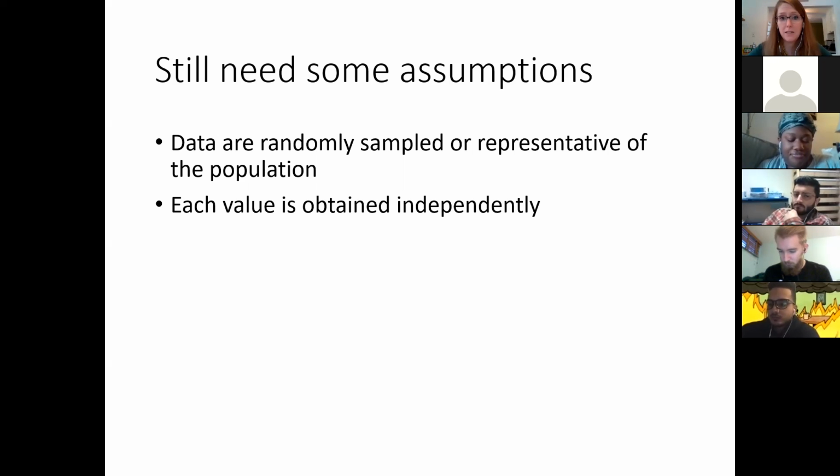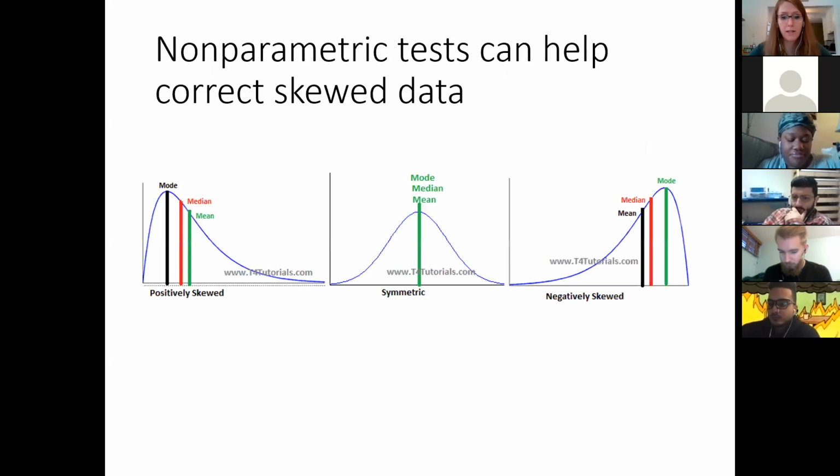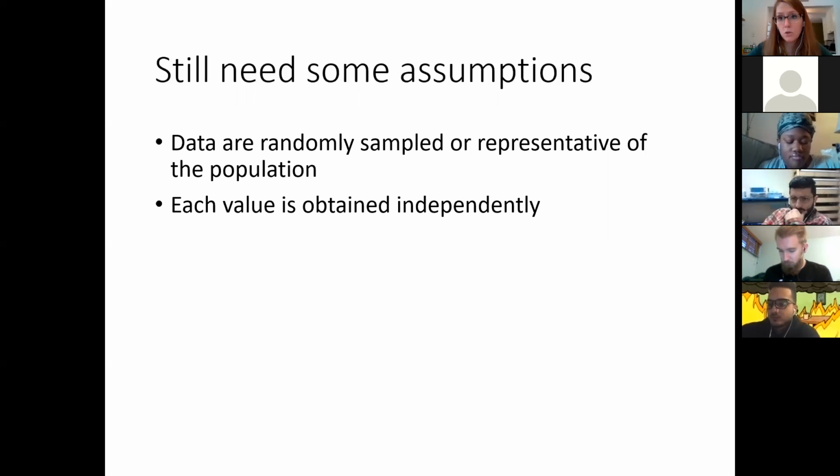Each value is obtained independently. They can't be linked in some way. But those are the main two assumptions now. Now we don't have that it has to be an underlying normal distribution. We don't have that the standard deviations have to be equal, or all the other ones that we put on the other tests. So now we just have to have sampled correctly, and then we can move forward with these non-parametric tests.